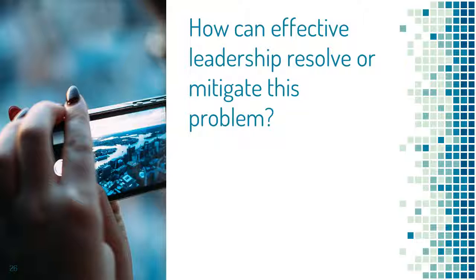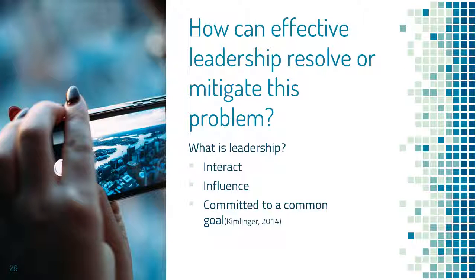What is leadership? Leadership is the ability to interact, influence, and be committed to a common goal. Studies have shown effective leadership is beneficial to the team, staff retention, but also the clinical outcome.